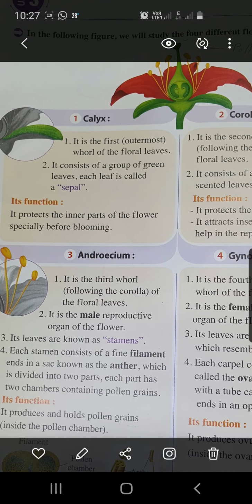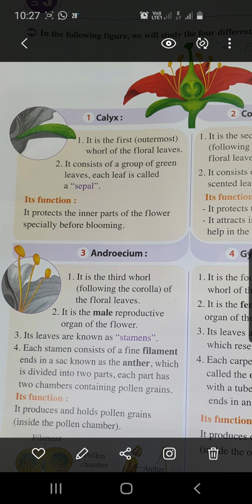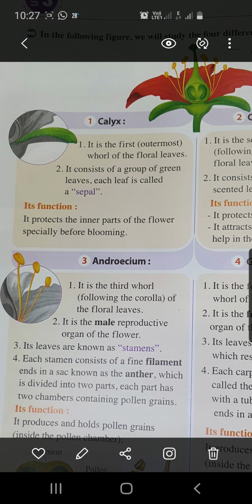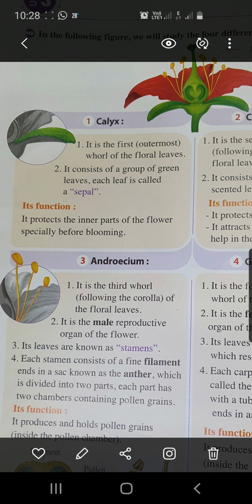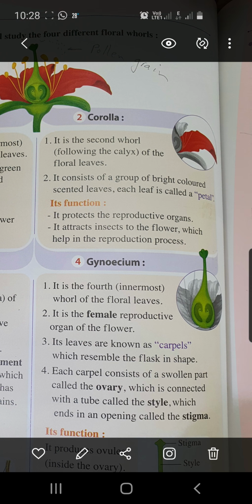Number one is calyx. Calyx is the first outermost whorl of the flower leaves. It consists of a group of green leaves. Each leaf is called sepal. Its function is to protect the inner parts of the flower, especially before blooming. So they are green leaves called sepals.